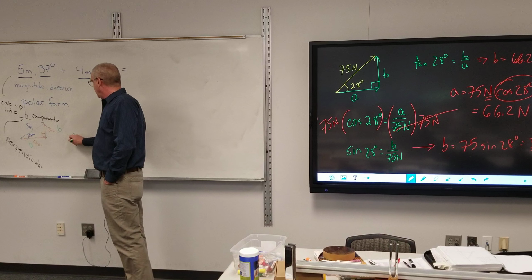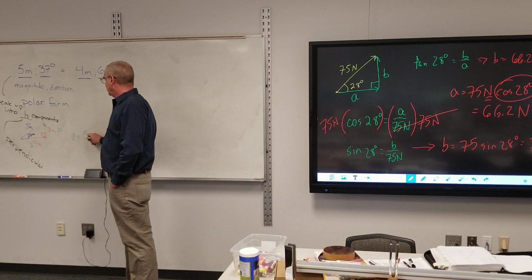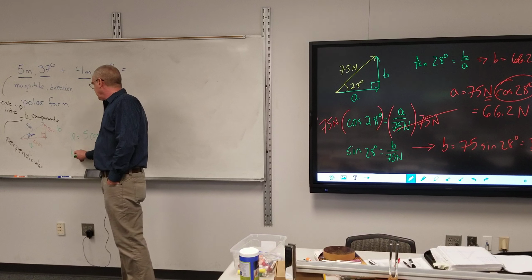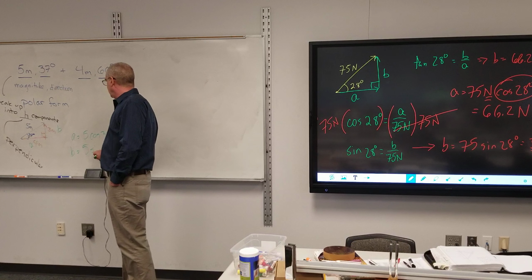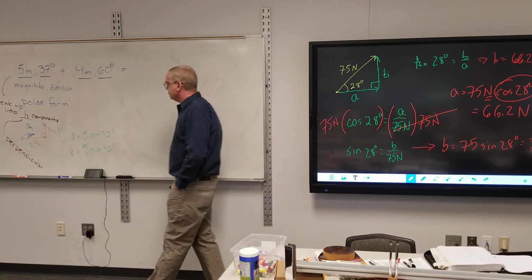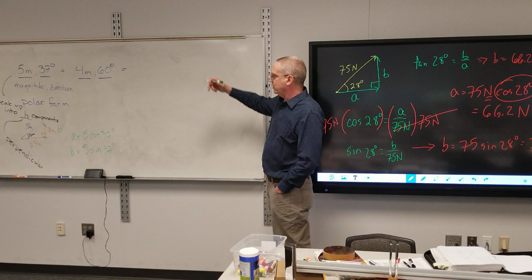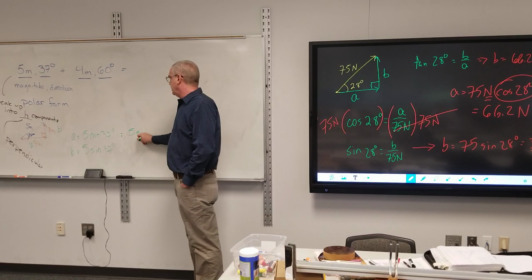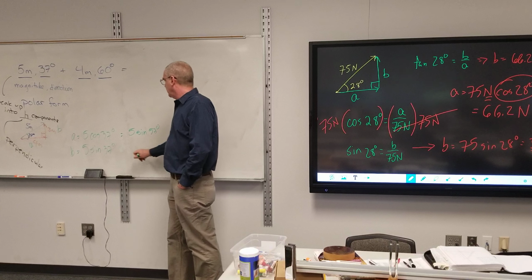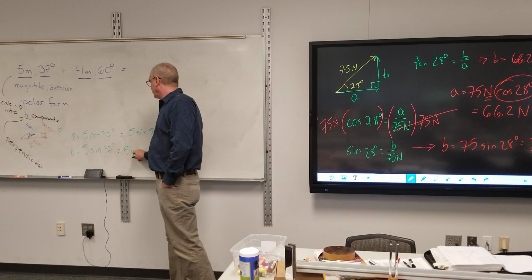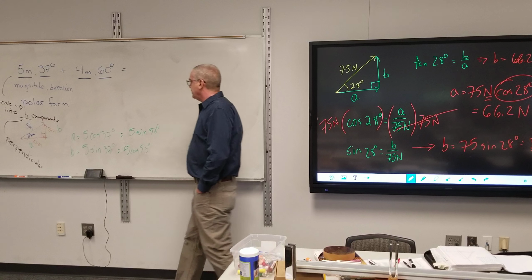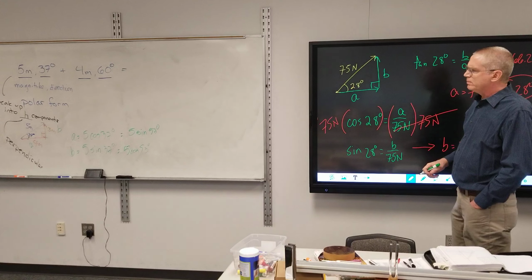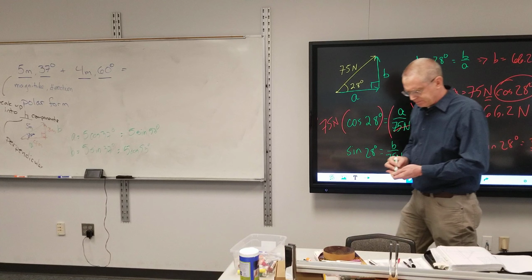So A is 5 cosine of 37 degrees. B is 5 sine of 37 degrees. Or if you went to the other corner, that's also 5 sine of 53 degrees and 5 cosine of 53 degrees. And you should get something very close to 3 or 4. Or 3 and 4. Well, let's do the other one.